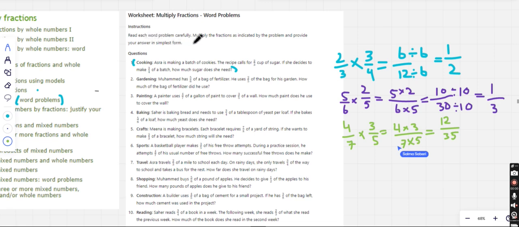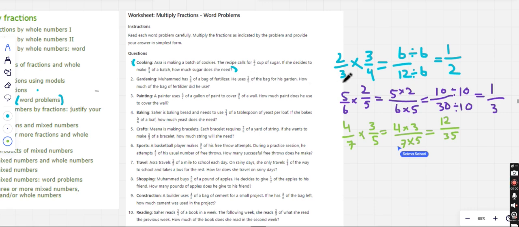Read each word problem carefully. Multiply the fractions as indicated by the problem and provide your answer in simplest form. Here we see the first problem is about cooking. Arsa is making a batch of cookies. The recipe calls for 2 out of 3 cup of sugar. If she decides to make 3 out of 4 of the batch, how much sugar does she need?